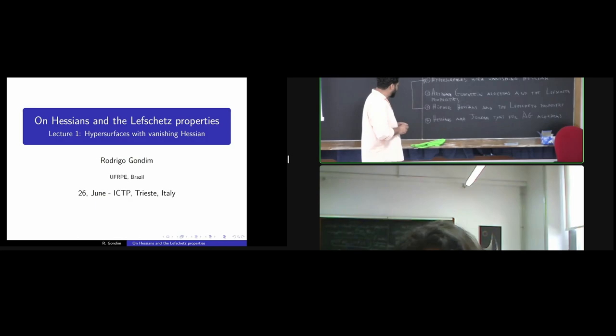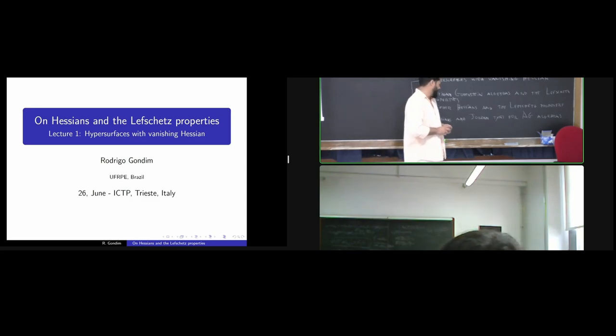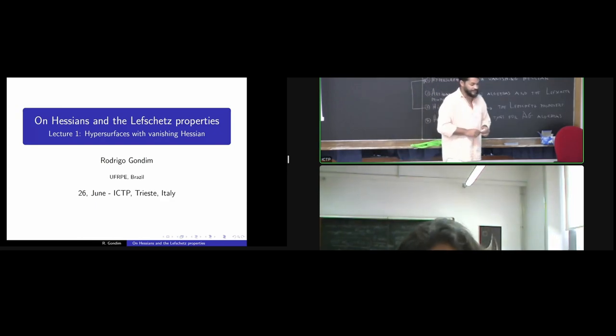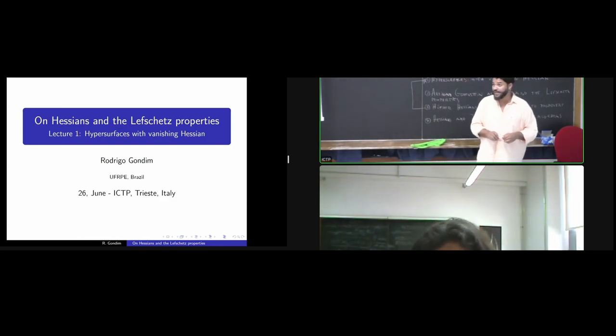And in the fourth lecture, I recall how Hessians can be used to compute Jordan types for Artinian Gorenstein algebras, which is a way to measure how deep the algebra fails the Lefschetz properties. So this is my course plan.